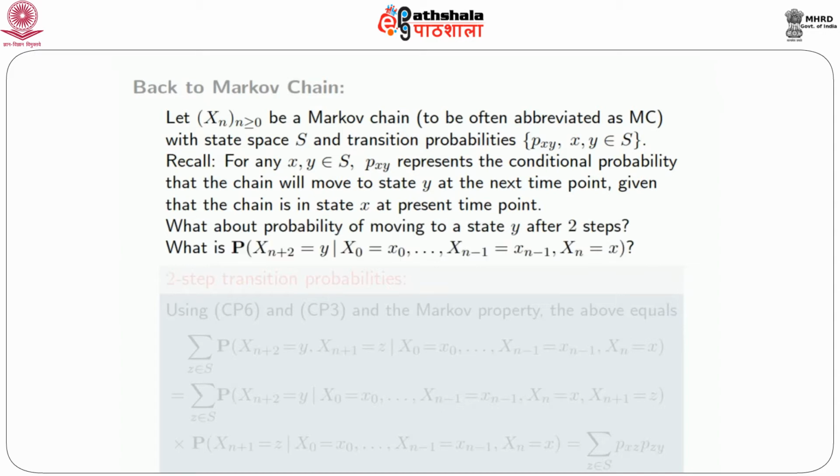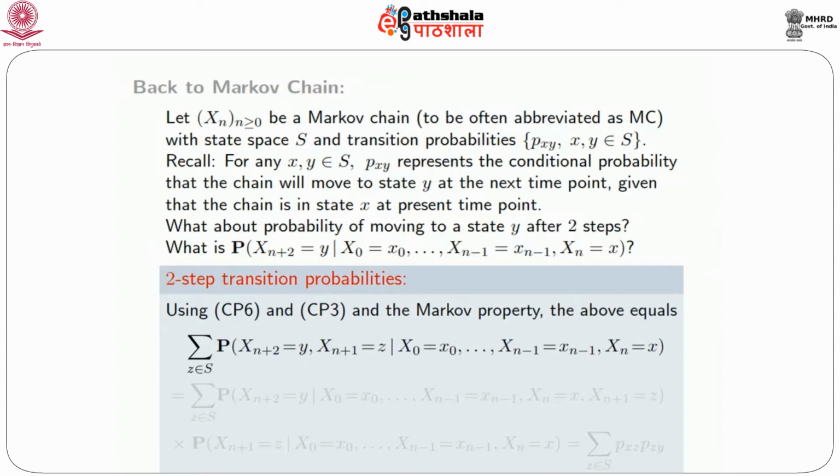Now it's a natural question to ask, what about the probability of moving to a state y after two steps? Because Pxy gives the probability of moving from x to y in the very next step. What if we are interested in the probability of moving to a state y not in the immediate next step, but after two steps? That is what we are asking. These are often called two-step transition probabilities. Again, what you are going to see are very basic computations with conditional probabilities.